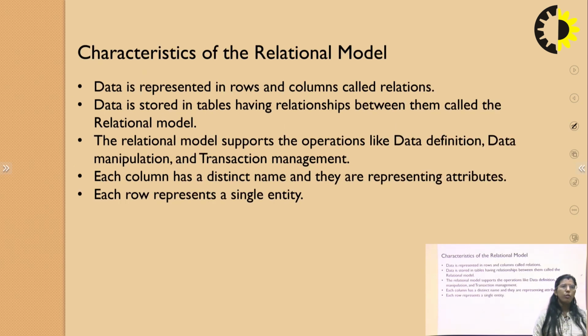Lastly, the characteristics of the relational model. Data is represented in rows and columns, called tuples and attributes in the relation. Data is stored in tables having relationships between them, called the relational model. The relational model supports operations like data definition, data manipulation and transaction management. Each column has a distinct name and represents an attribute. Each row represents a single entity.